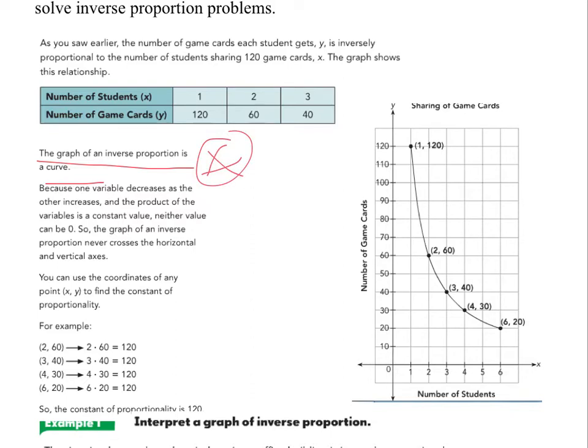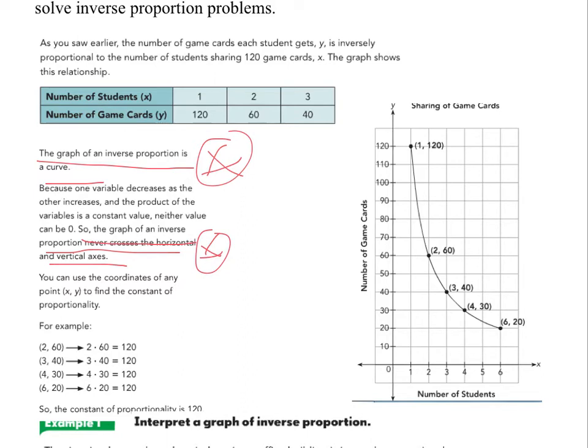All right, because one variable decreases as the other increases, and the product of the variables is a constant value, neither value can be 0. So the graph of an inverse proportion never crosses the horizontal or vertical axis. So that's also important to know. The graph never crosses the vertical axis. Okay, so those are two things that are different from last time.